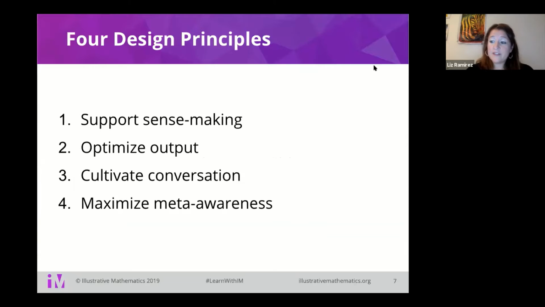So these 4 design principles guide the creation of materials so students use language to support sense making, to optimize output, cultivate conversation, and maximize meta-awareness, all to promote mathematical language use and development in the curriculum and through instruction. And there's more information about these design principles in the course guide or in the teacher guide materials.